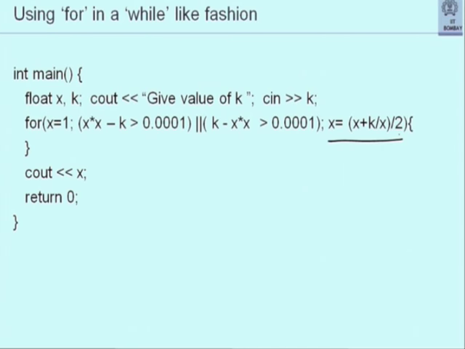Notice that this was actually the body that we wanted to iterate around. But since there is only one statement to be executed in that body, I can actually write it as the third specification of the for statement. So I am using for in a while-like fashion.